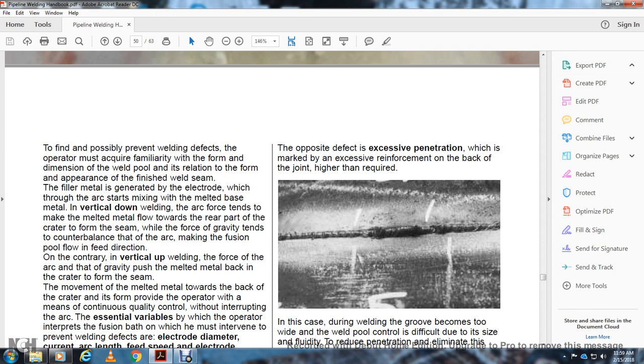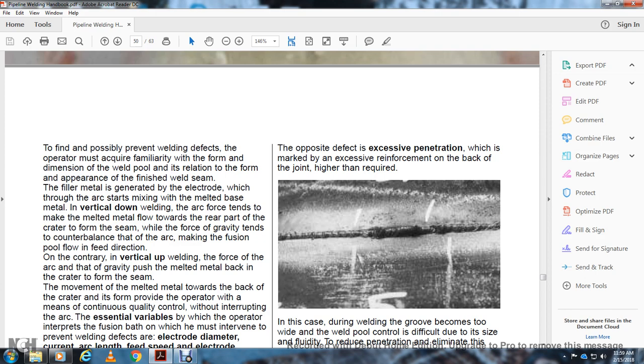With the vertical down welding, the arc force tends to make the metal flow towards the rear part of the crater to form the seam, with the force of the gravity counterbalancing the arc, making the fusion pool flow in the feed direction. On the contrary, with the vertical up welding, the force of the arc and of the gravity push the molten metal back into the crater to form the seam.